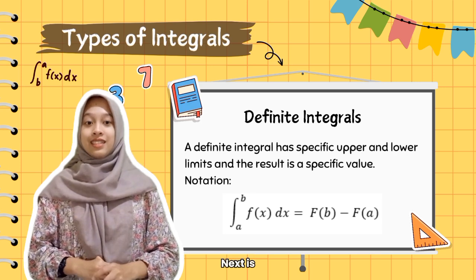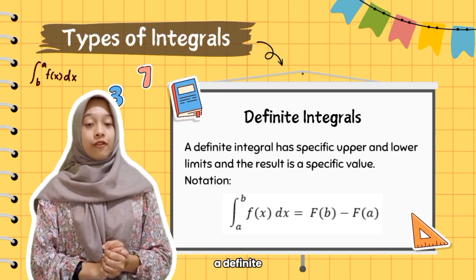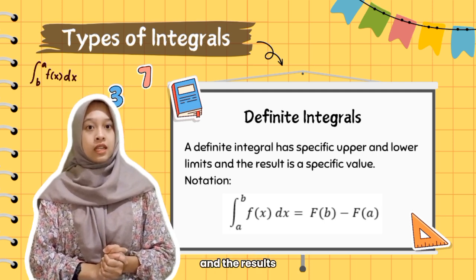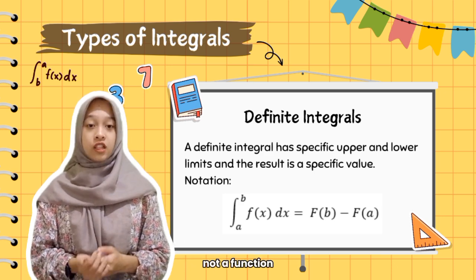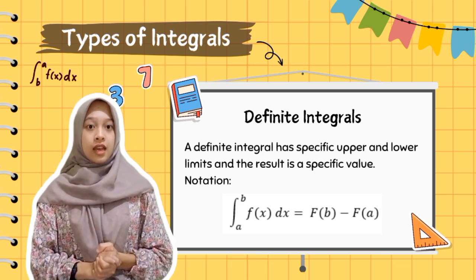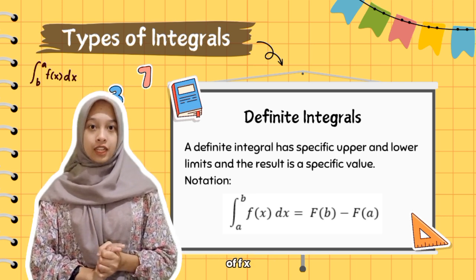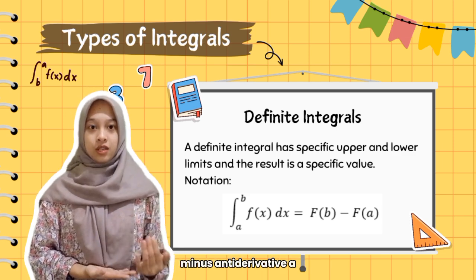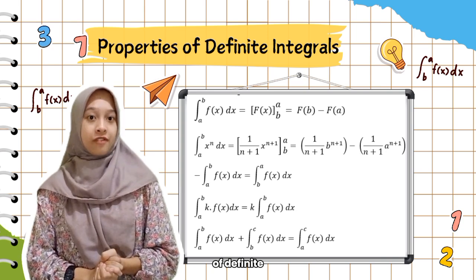Next is the other type of integrals, definite integrals. A definite integral has specific upper and lower limits, and the result is a specific value. The result is a specific value, not a function, since we are evaluating it between 2 points. And then the notation is the integral of f(x) from a to b is equal to the antiderivative at b minus the antiderivative at a. Next is properties of definite integrals.